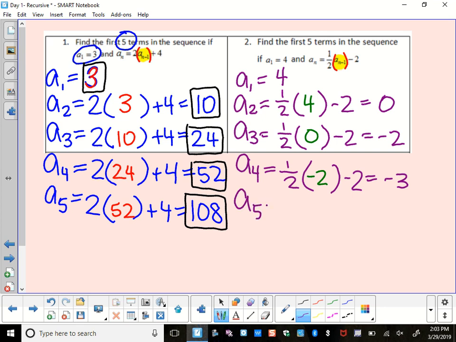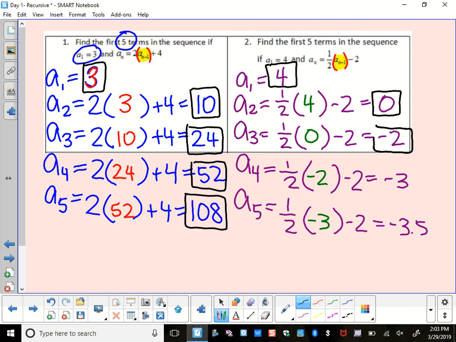And then my fifth term is 1/2 times the previous term minus 2. What'd you get? Negative 3.5. All right, so here's what's important. I know this is not that difficult, but one little mistake can alter everything that comes after because we're relying on our previous term. So our first 5 terms are 4, 0, negative 2, negative 3, and negative 3.5. So far, so good?